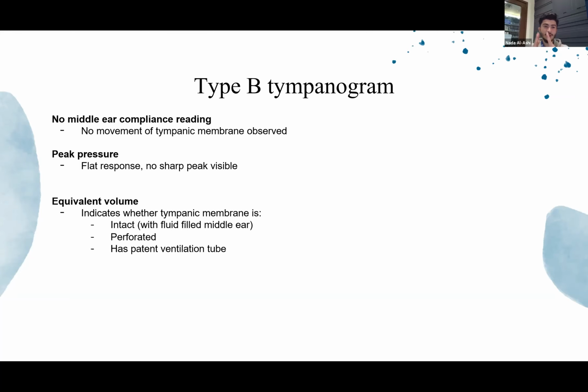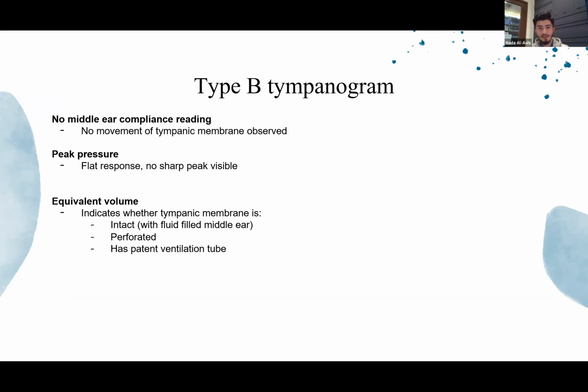In terms of the peak pressure, the mountain, we actually don't see that either. It is usually a flat or a very rounded response, and there's no real sharp peak visible. So you might be thinking, how can you tell the difference between a B low and a B high?